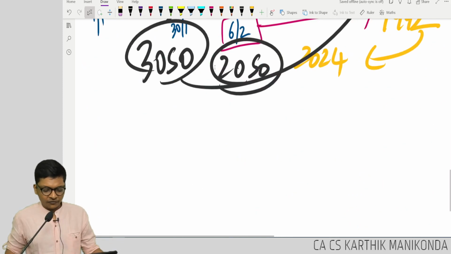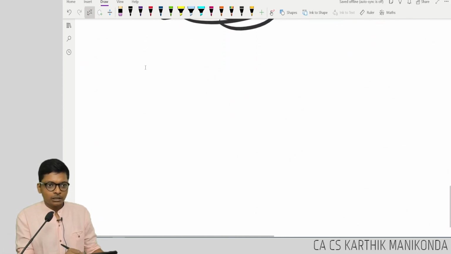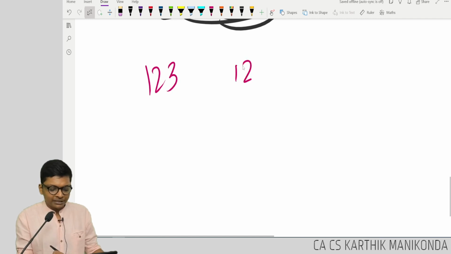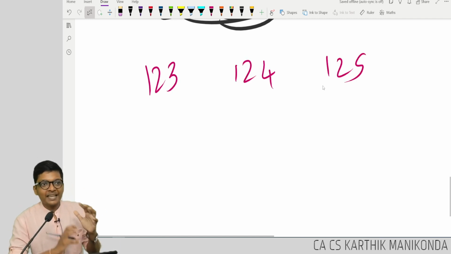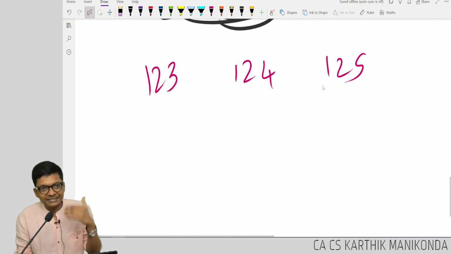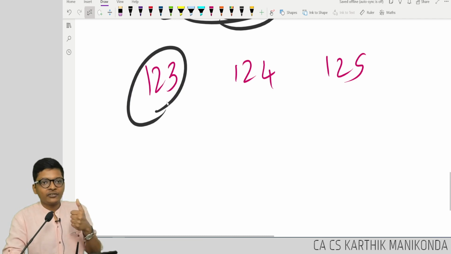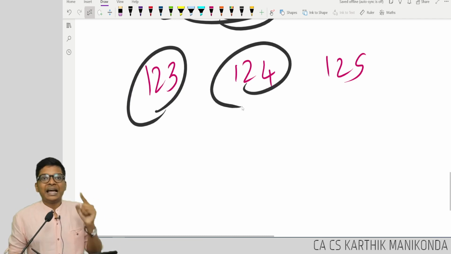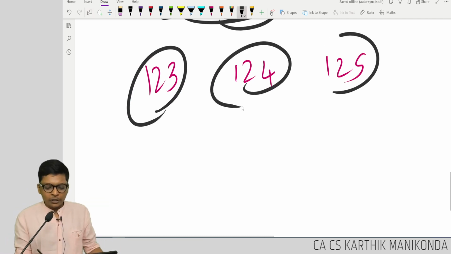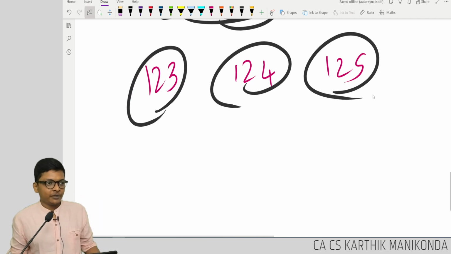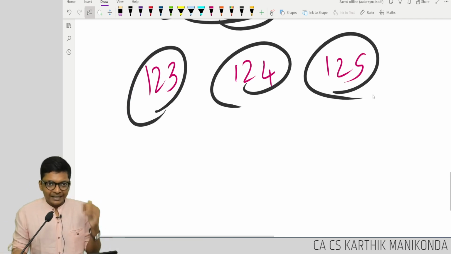124, 125. So let's summarize, guys. Now we have learned 3 sections, 123, 124, 125. 125 I gave you only overview, in detailed points later. What is 123? Declaration of dividend. What is 124? Unpaid dividend account. What is 125? IEPF. Remember timelines now.